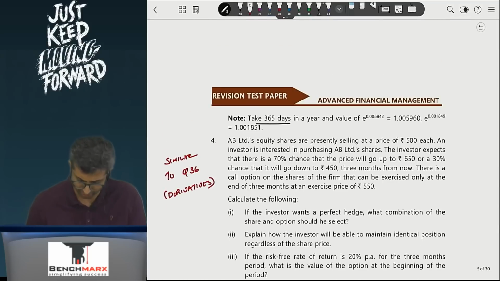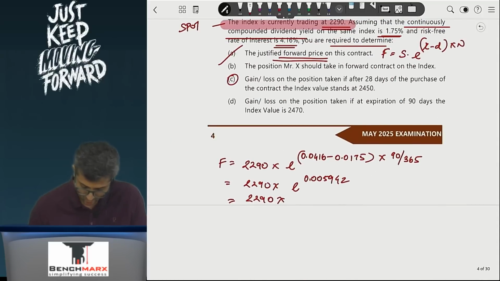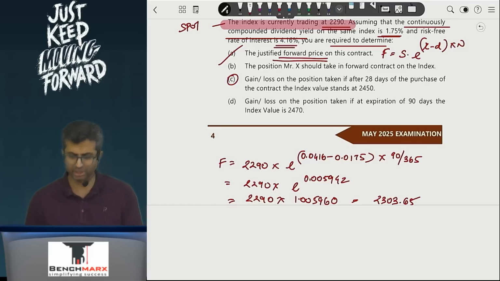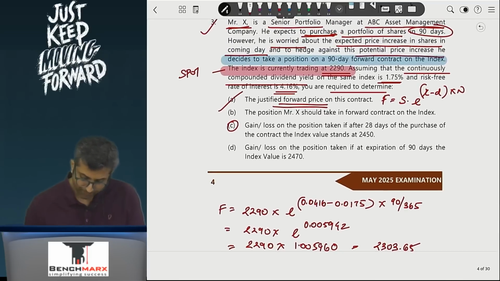If you see at the end of the question, you are supposed to take 365 days, and e raised to 0.005942 is 1.005960, and if I multiply, this is 2303.65 approximately. So this is your forward price based on the data, 2303.65 approximately. Now the second problem is a little theory based.